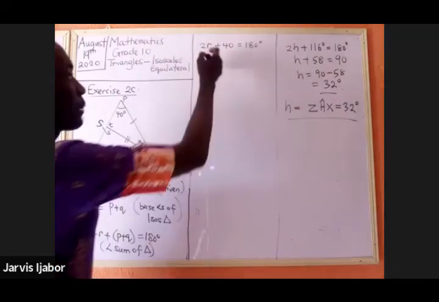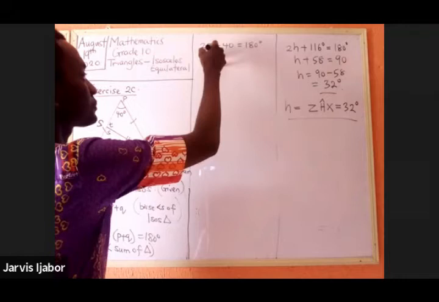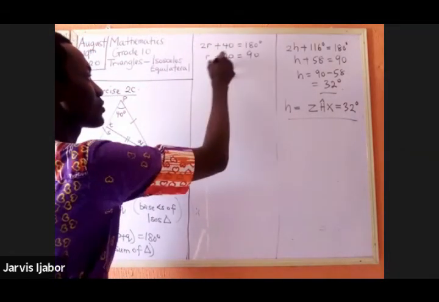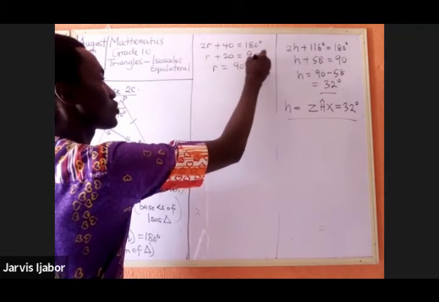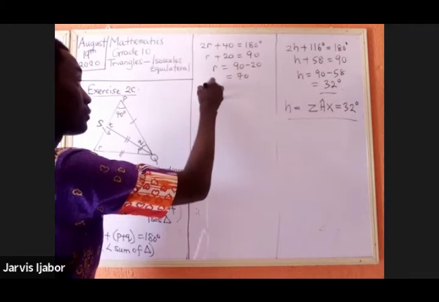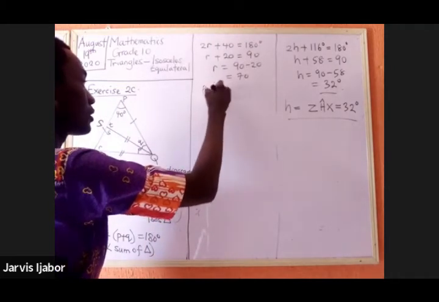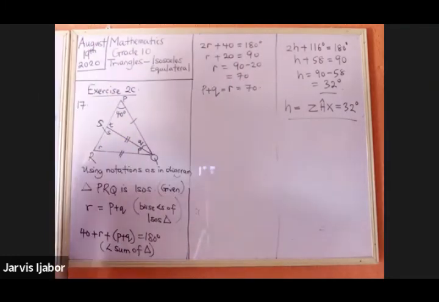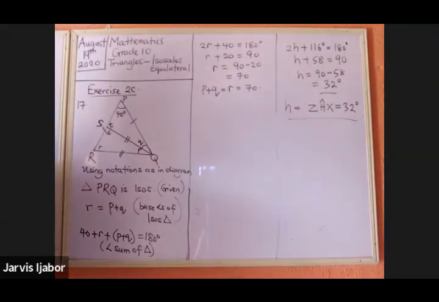So this will now be what? R plus 20 equal to what? 90. I see that. So R is equal to what? 90 minus 20, and that is 70. So that follows that P plus R plus Q, which is equal to R, is also equal to what? 70. So you have sorted that one out. Now, take note of something.